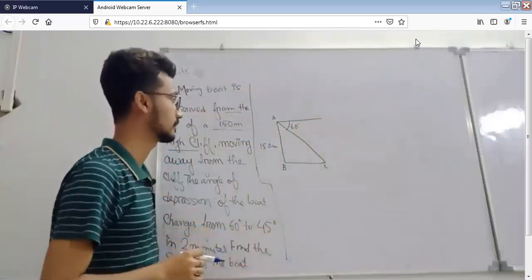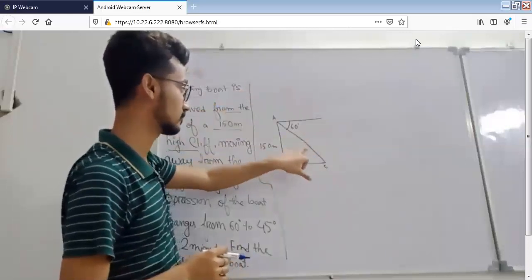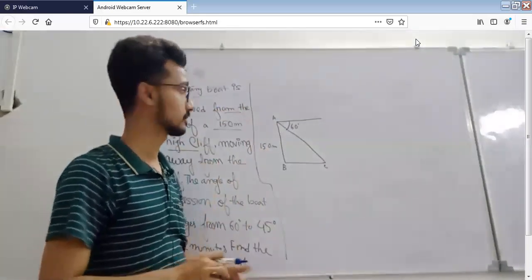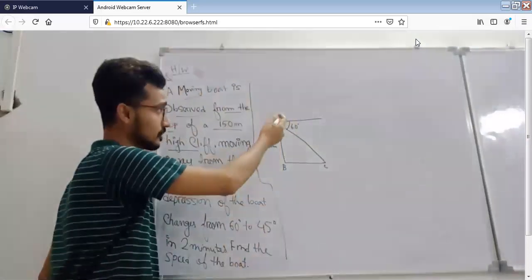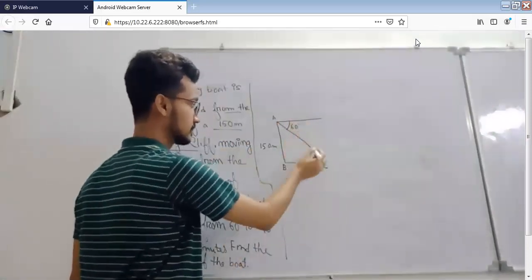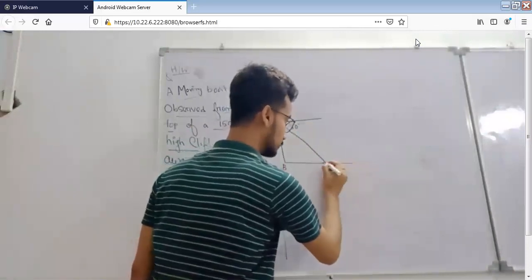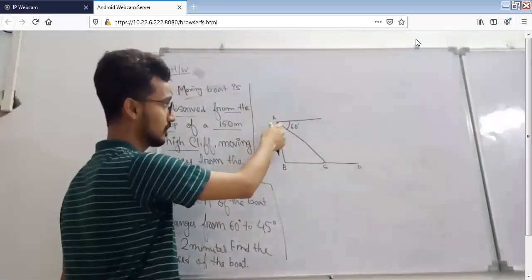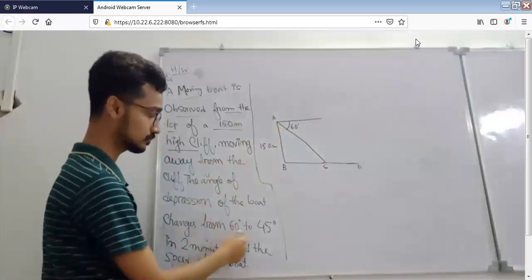That means when the person is here and the object is here, if you want to see the object, he has to look down. Yes or no? Then it will be the angle of depression. Now see, the angle of depression of the boat from the point C, that means this is your 60 degree. Now when the boat is moving away to the point D, then the angle of depression from the top of the cliff changes from 60 degree to 45 degree.